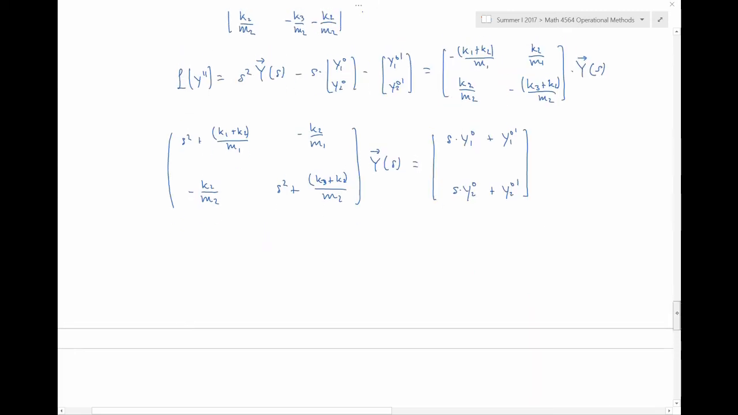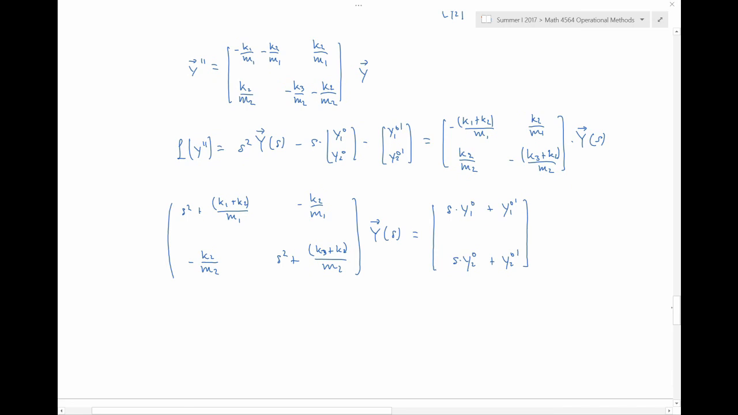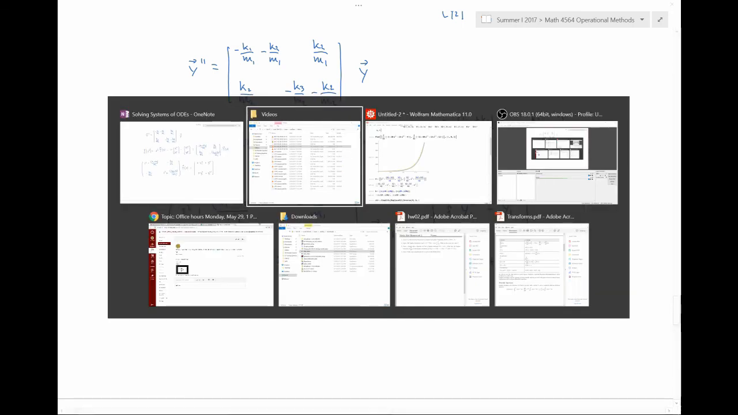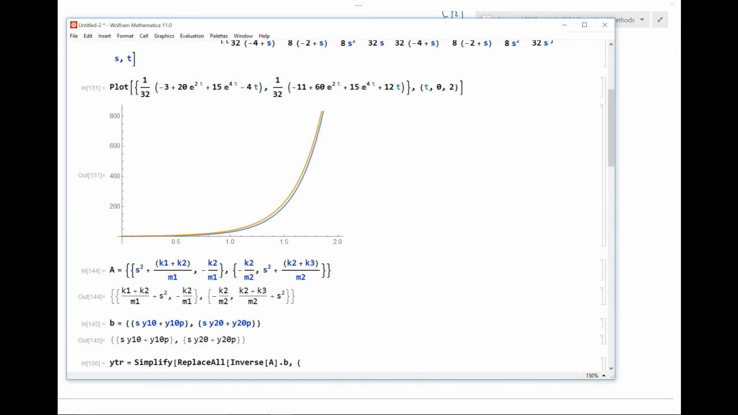Computing the inverse and multiplying these together will get us the Laplace transform of y, and then computing the inverse Laplace transform will give us the function. I don't want to do this by hand because it's so much easier to do it with Mathematica, and I already pre-computed everything. So here's the matrix A.